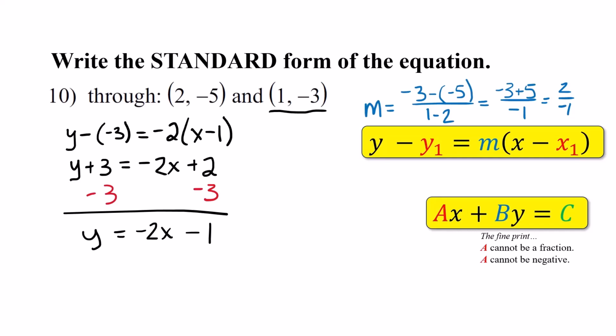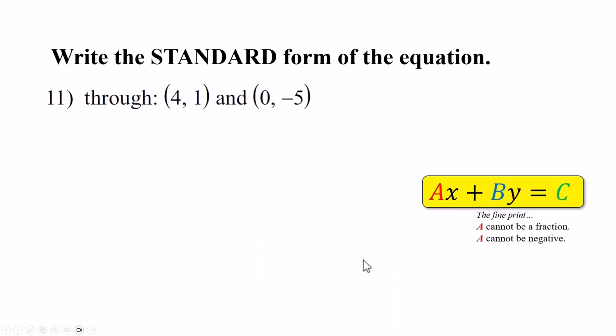We want it to be in standard form, so I need to add 2x to both sides. The A is not a fraction, yay, and the A is not negative. So we are done. This is good. All right, standard form again. Let's find the slope. There it is.